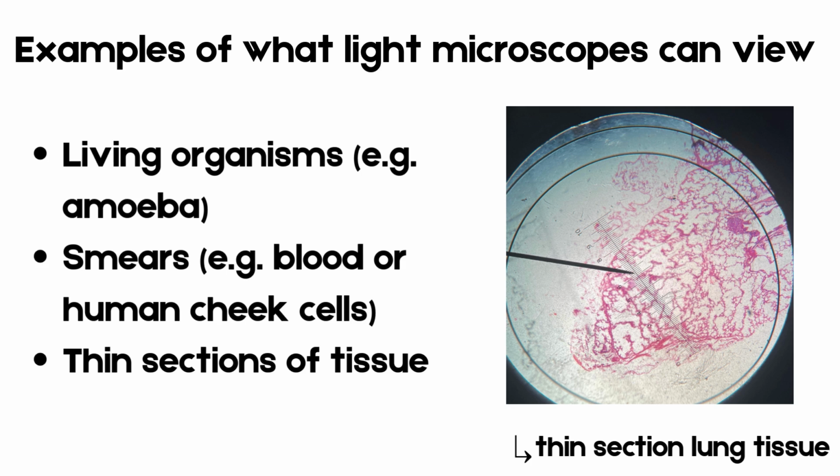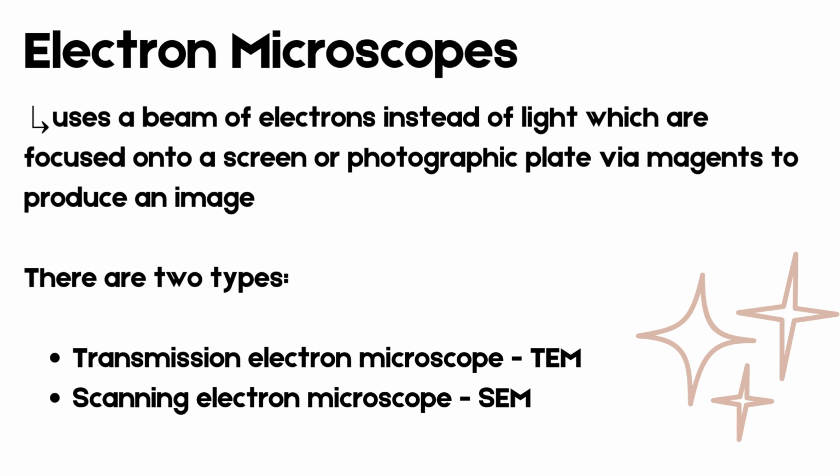Thin sections of tissue. Now, what if we want to see more detail beyond what a light microscope can show us? That's where electron microscopes come in. Unlike light microscopes, electron microscopes use a beam of electrons, which are focused onto a screen or photographic plate via magnets. This allows them to produce images with much higher magnification and resolution, revealing details in cells that light microscopes simply can't show. There are two types of electron microscopes, the transmission and scanning electron microscope.